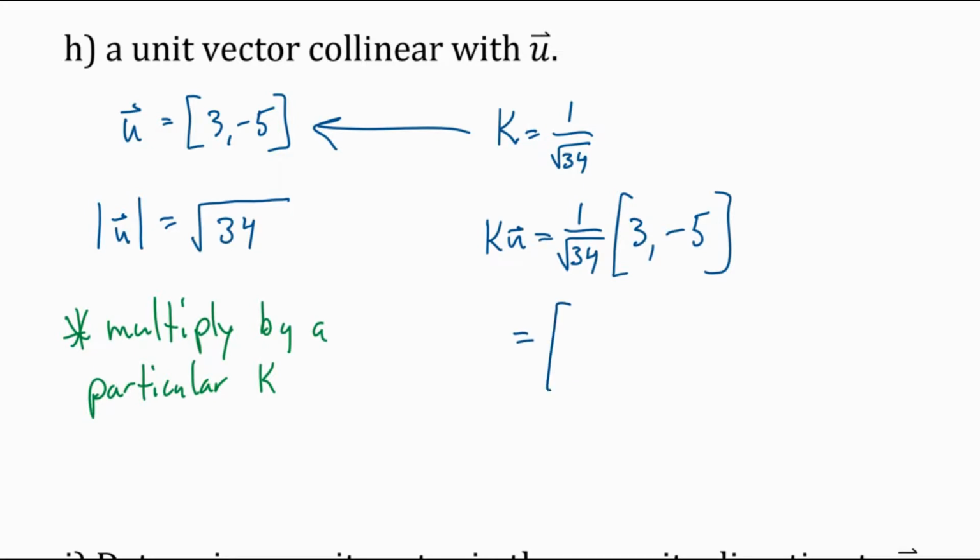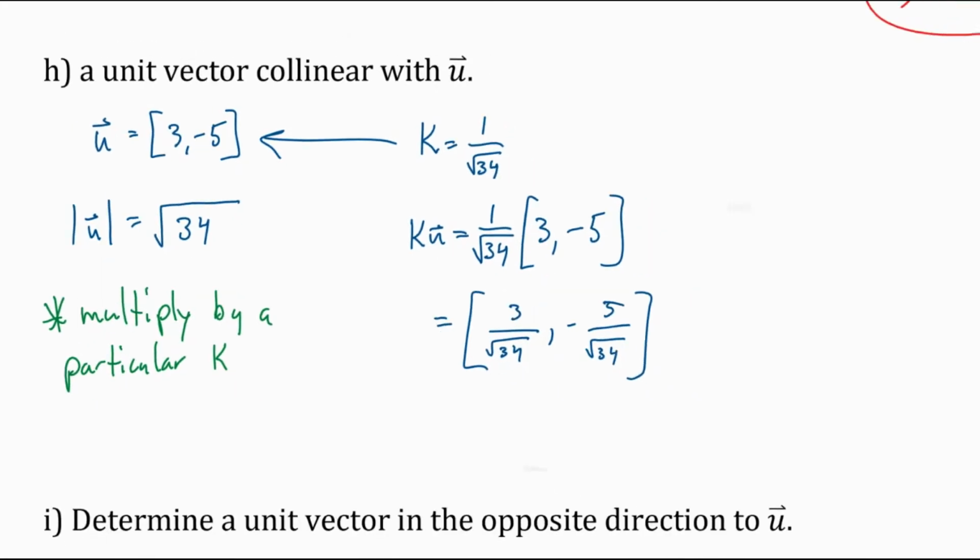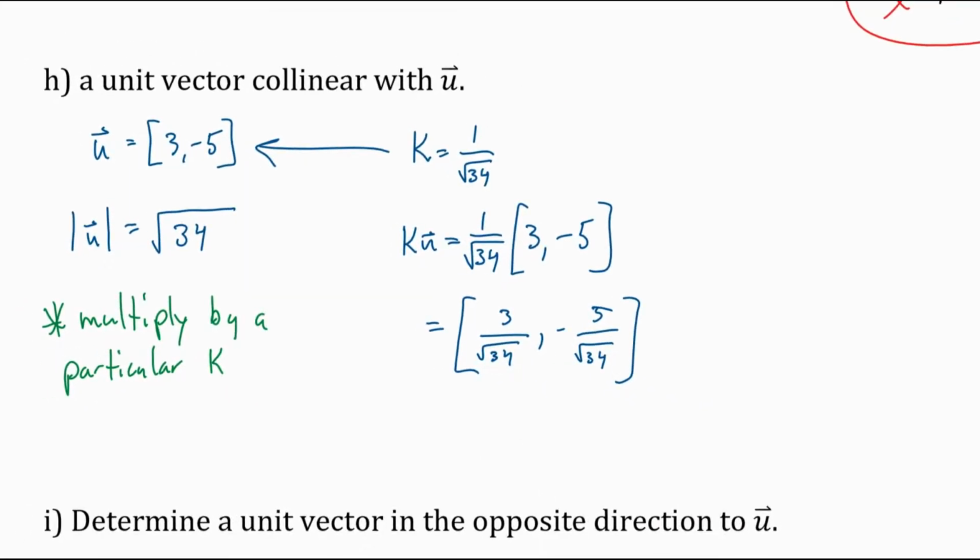Okay, so this ends up just being 3 over root 34, comma, -5 over root 34. And that is, and will always be, a unit vector that is collinear to vector u. I just divide each component by the magnitude. So you could just memorize those two steps. If you're asked to find a unit vector that's collinear with some vector, you find the magnitude of that exact vector, it's got to be that exact vector, and then just multiply through by 1 over the magnitude. So it's an easy two-step process.